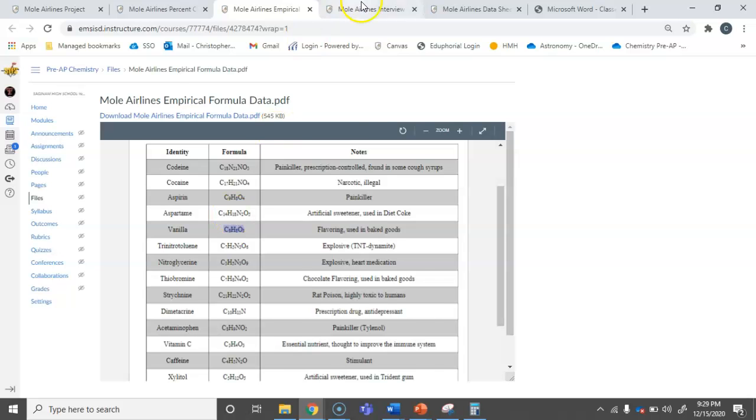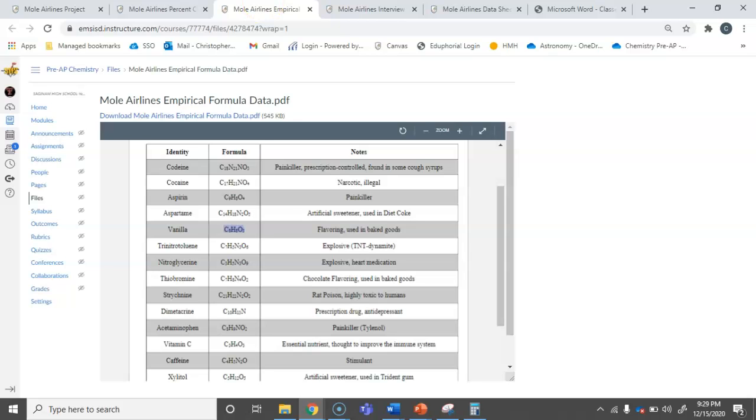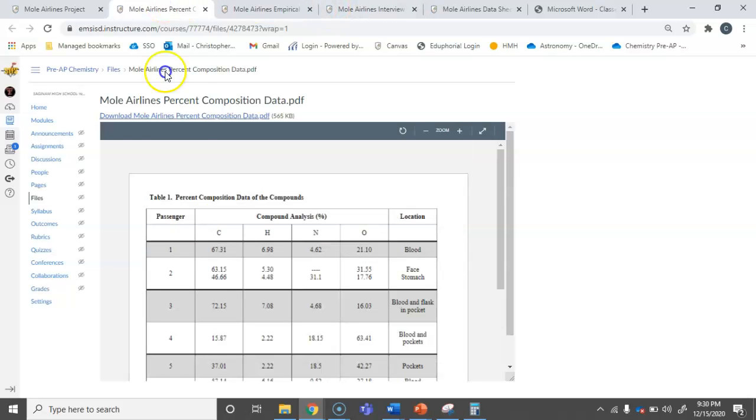And then we can go back and we can read our descriptions again and figure out which person might have had vanilla. But you need to remember, for passenger 2, they have 2 different substances that were found on the first one. Vanilla was found on their face. And now you'll need to go back and do that second calculation for passenger 2.